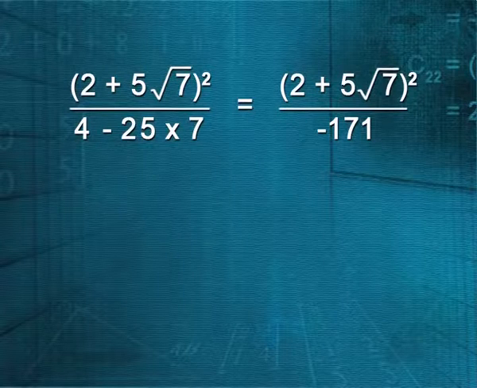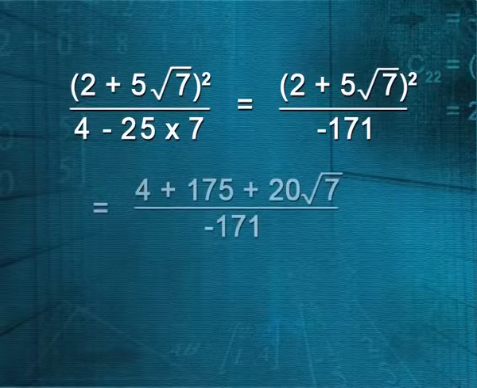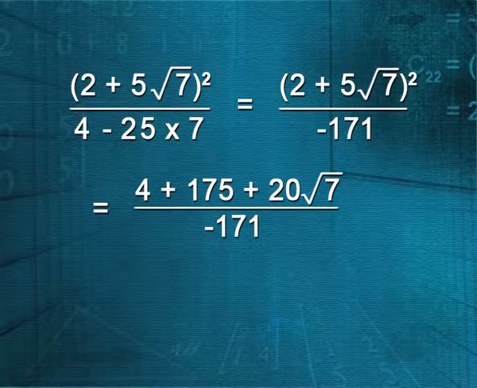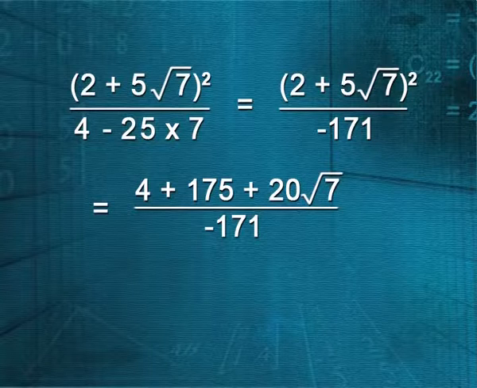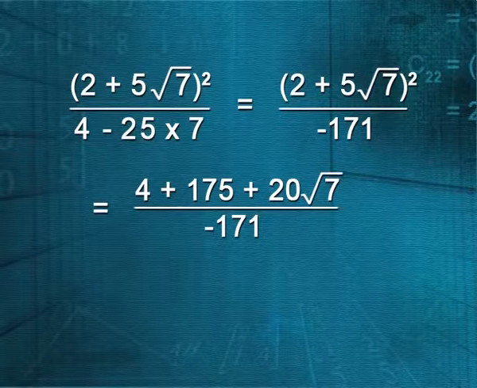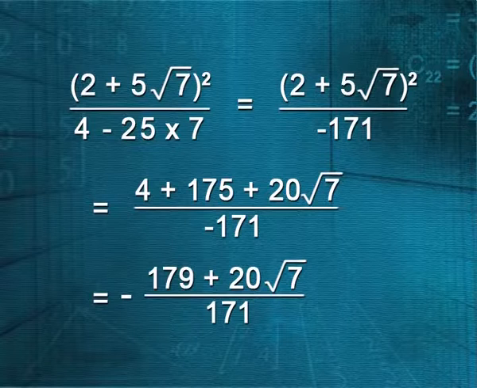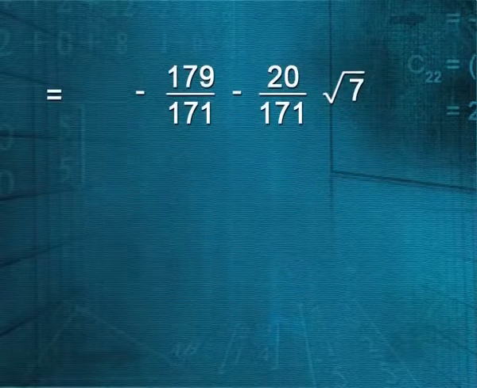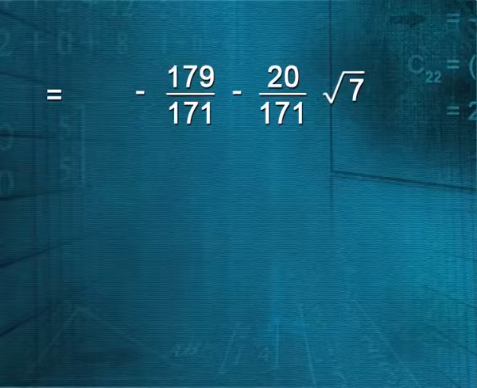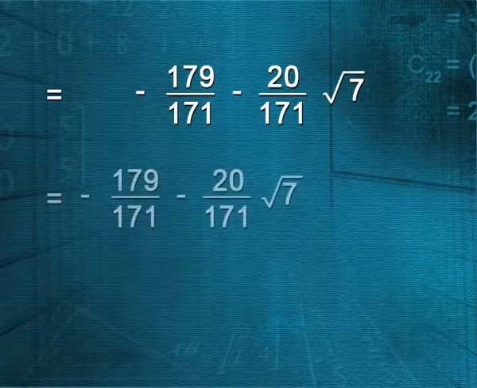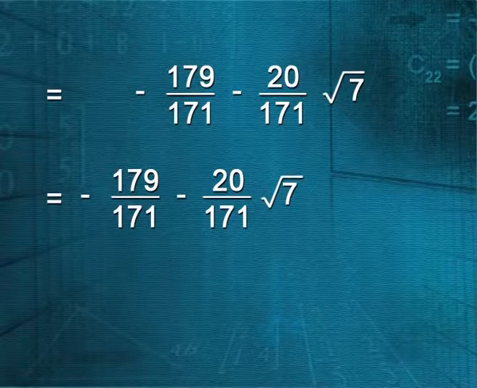So, in the numerator, you have a square, that means 2 square, 4, b square, that is 5 into 5 into 7, which is 175, and 2ab, it is 20 root 7, divided by minus 171, which is equal to 175 and 4 is 179 plus 20 root 7 divided by 171 and the whole with the negative sign. This is equal to minus 179 upon 171 minus 20 upon 171 root 7. This is the left hand side.